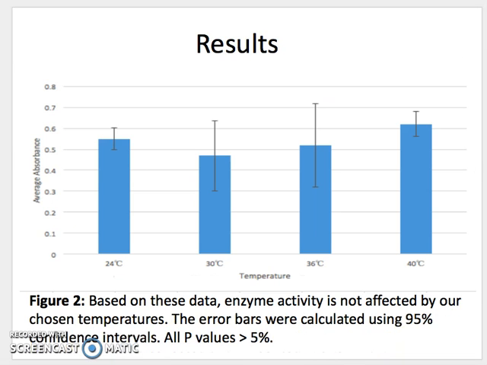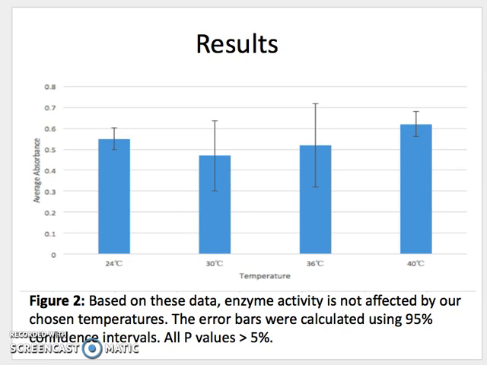Our bar graph showed the absorbance of each trial and each temperature at 60 seconds. The axes are labeled with temperature in degrees Celsius, our independent variable, and the y-axis was labeled as absorbance, the dependent variable. The averages are shown for all 3 trials.